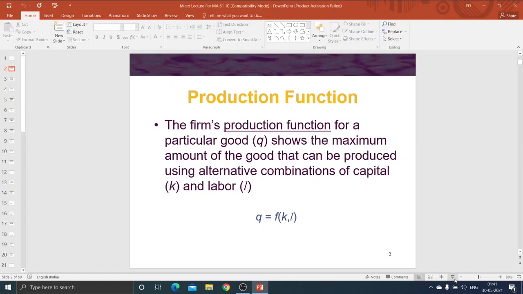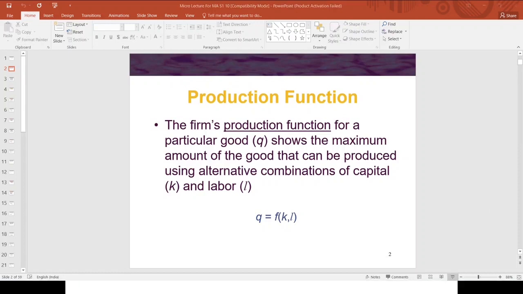Good morning. Today I'm going to talk about the production function. The firm's production function for a particular good Q shows the maximum amount of the good that can be produced using alternative combinations of capital K and labor L, where Q is equal to F of K, L, and that is what we know already. So the cost lecture as well as the other lectures also follow the same.